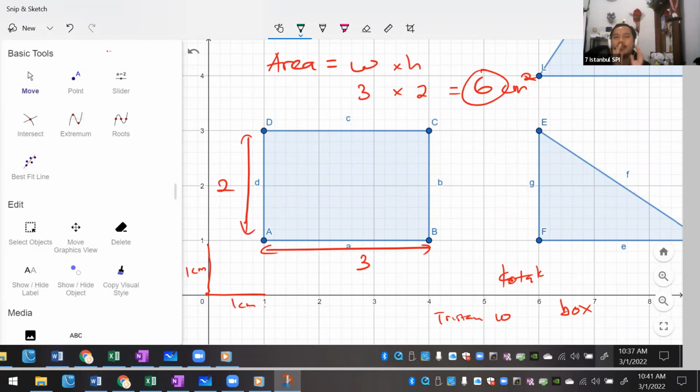Okay, so remember that the shape must be a closed shape. Maksudnya ketutup ya. Kalau misalnya kamu gambar kayak begini, ini kan nggak ketutup ya, nggak bisa kita hitung areanya. Dia harus ketutup, nah gitu ya. So it needs to be closed. The shape needs to be closed.